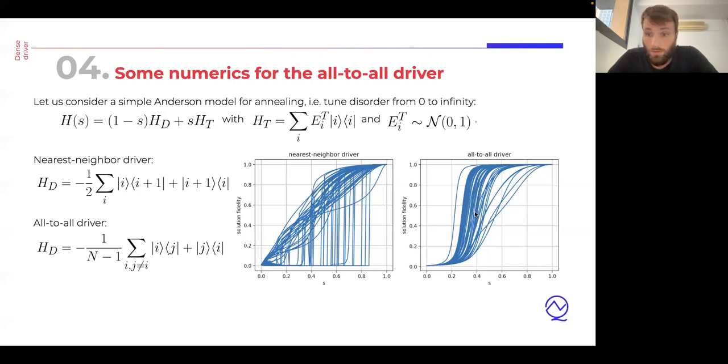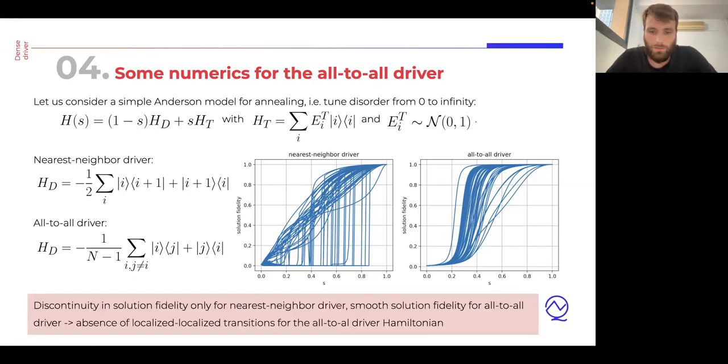And for the all-to-all connected driver, these discontinuities don't appear. These are the same problem instances, just once with the nearest neighbor driver and once with the all-to-all connected driver. Now we get all smooth solution fidelities, which verifies numerically what we were arguing analytically previously, namely that the localization transitions for this all-to-all connected driver are absent.